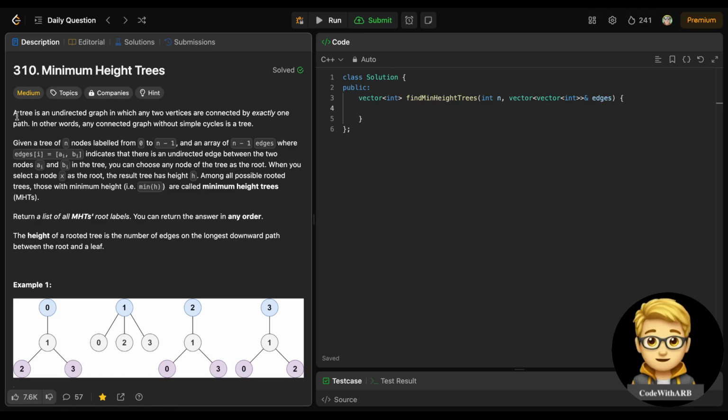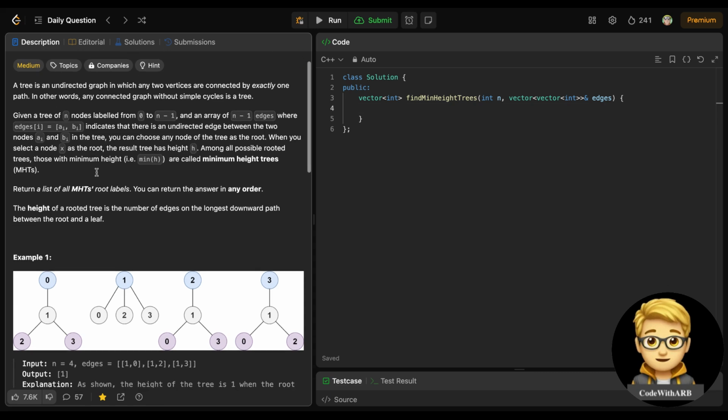So it is given a tree, which is an undirected graph in which any two vertices are connected by exactly one path. We are given a tree of n nodes labeled from 0 to n minus 1, and an array of n minus 1 edges, where edges[i] = [ai, bi] indicates that there is an undirected edge between the two nodes ai and bi. So it is simply an undirected graph, right? So what do we need to do here?